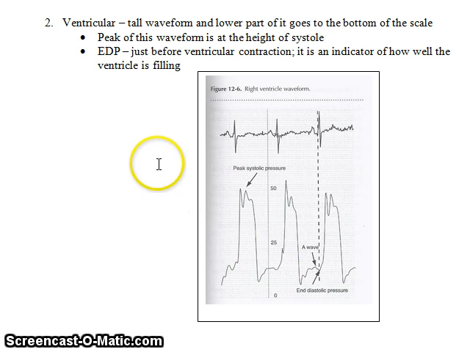The important part to know about this waveform is the peak of this waveform is at the height of systole. So again, your R wave, the peak will be a little bit past your R wave. So here's your peak systole. The other important part of the waveform is the EDP, and that is just before ventricular contraction, just before the upslope. So here it's showing you the EDP is right here, just before the big upslope. That is your EDP, your end diastolic pressure.